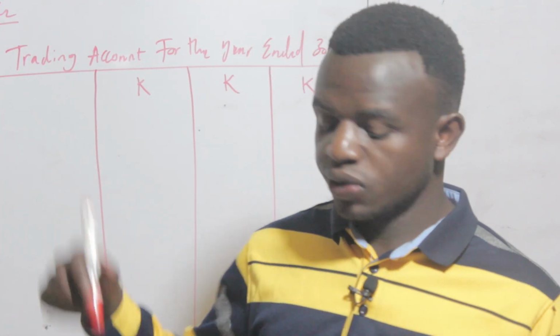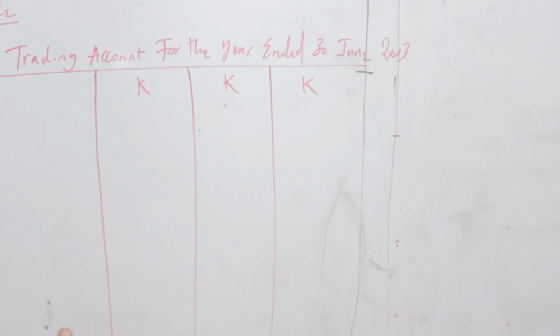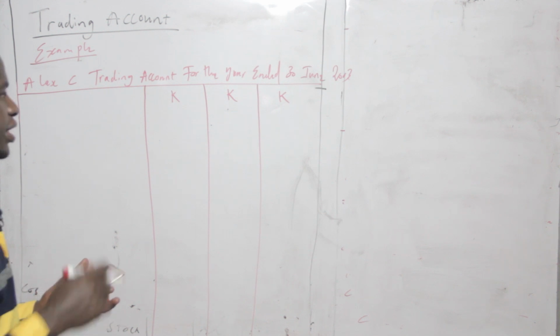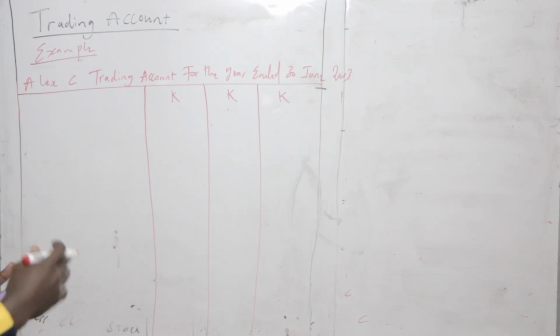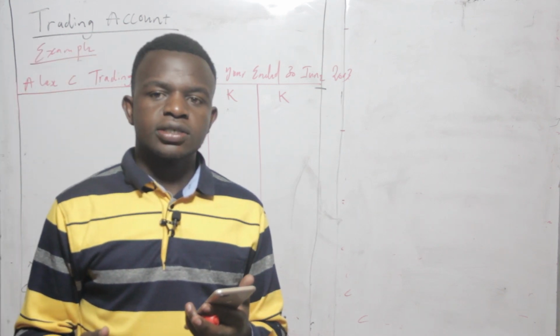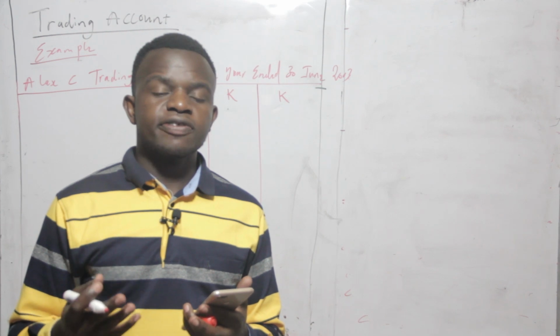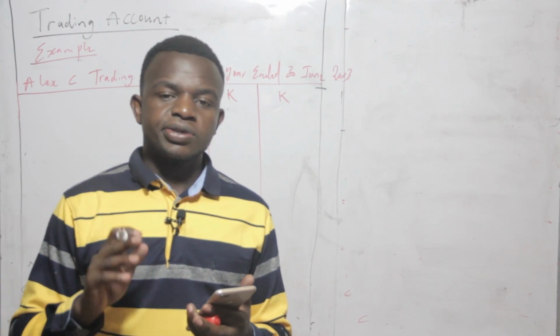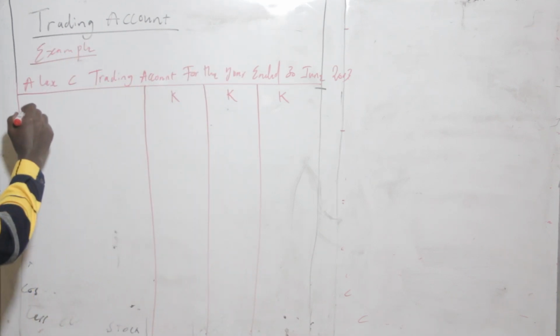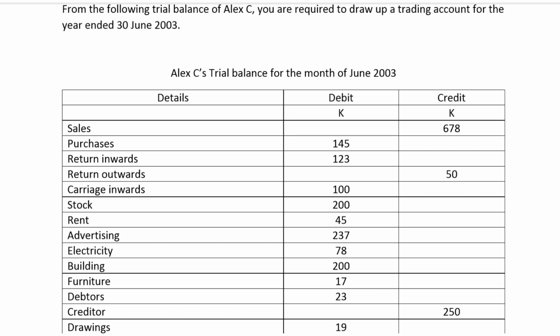So the first thing that you're supposed to do is to put up the title. I've written the title here, and the title is going to read Alex's trading account for the year ended 30th June 2003. So that's the first step that we're going to do. And since we have been given this trial balance, we need to identify the items that are placed in the trading account.